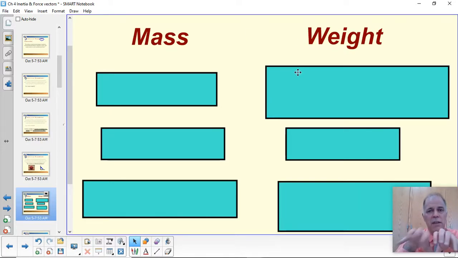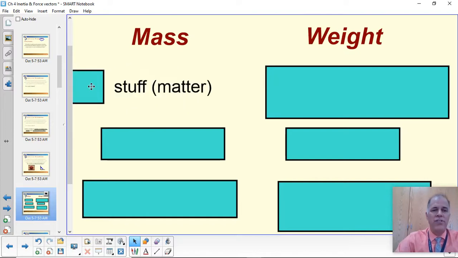In physics, they mean very different things, and it's important for you to understand the difference between the mass of an object and the weight of an object. Okay, so how do we describe mass? Mass is stuff. I can think of no better way to describe it. It's the stuff that an object is made of.